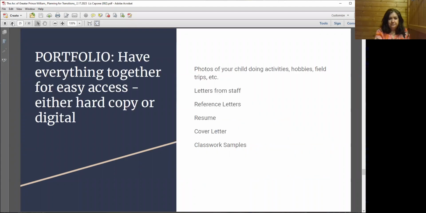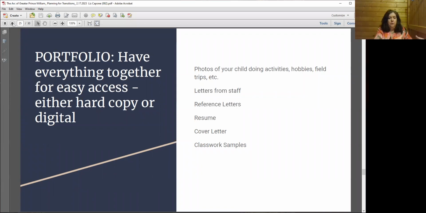Next slide, please. A portfolio, I know this may seem like a little bit of a dinosaur tool to some people. I still think it's a good idea. I think it's a good idea for your child to see that they have a collection of information and tools that are used for a job or used for, okay, I want to go audit this class at this college and I want to take this.